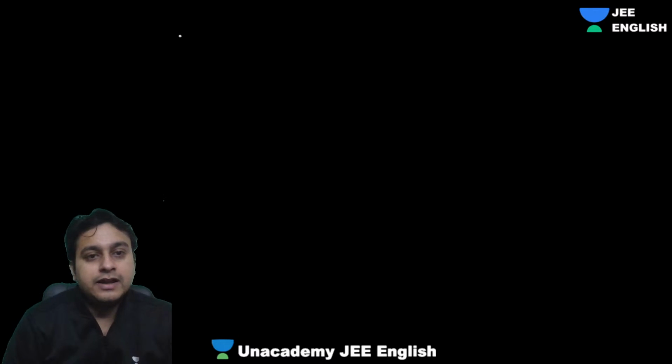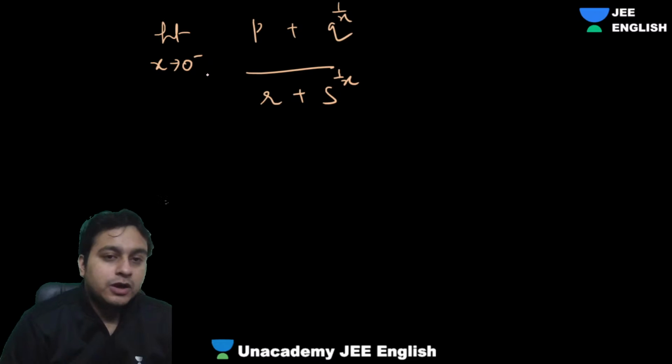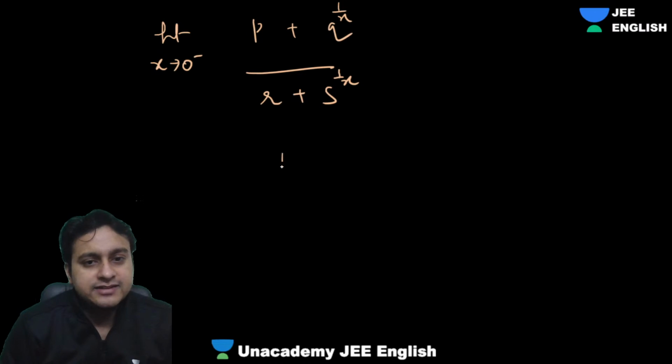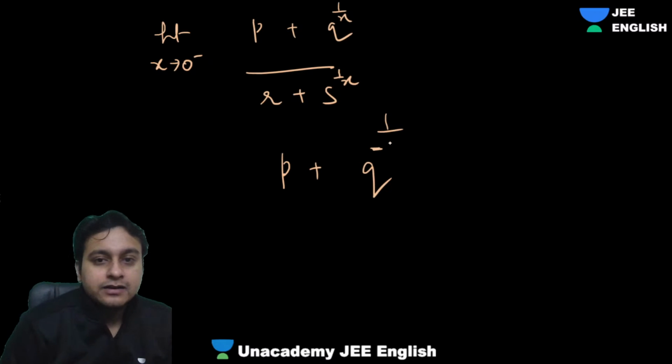See, guys, left continuous means we have to calculate LHL, limit x tending to 0 minus, (P plus Q power 1 by x) upon (R plus S power 1 by x). Okay? कोई बात नहीं. Let's put, see, guys, this is not 0 by 0 form by any stretch of imagination, is it? No. So just put and check na kya ho raha hai. Just see what is happening na. This is how you solve limit problems. Just see what is actually happening here.